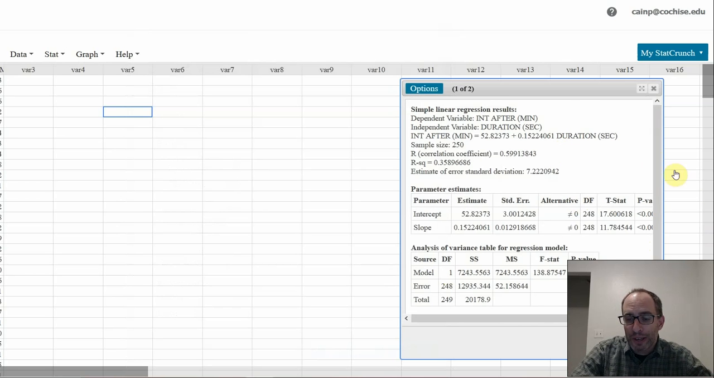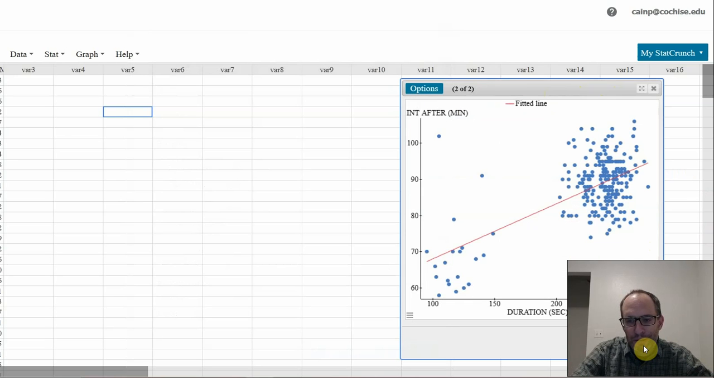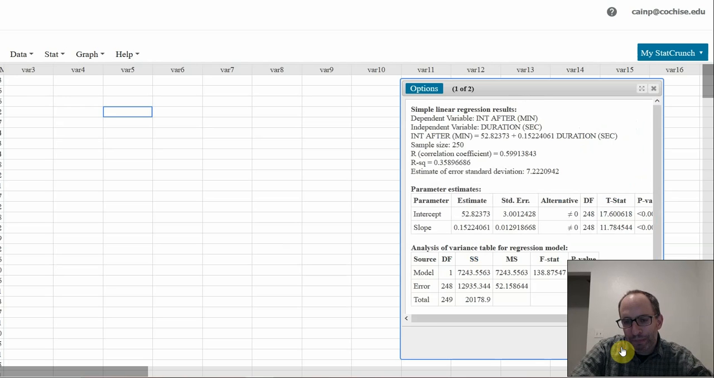Oh, the other thing is when you do this, notice up here next to options where it says 1 of 2. So like there's a second page. If you go to the second page, it's the scatter plot. See? And it's got the best fit line in it too, right? I mean, that's what that red line is. So if you want the scatter plot, usually this is actually the easier way to do it in StatCrunch, because you probably also want something off of this page too.